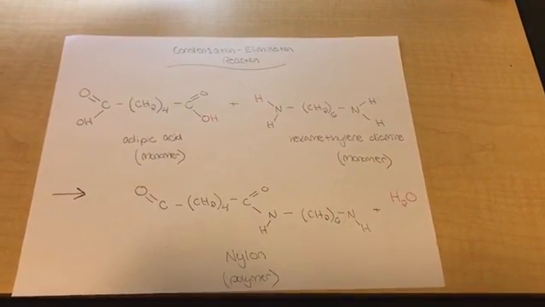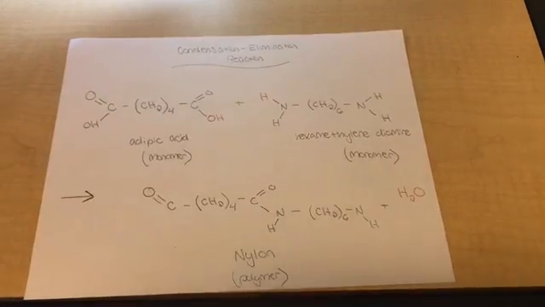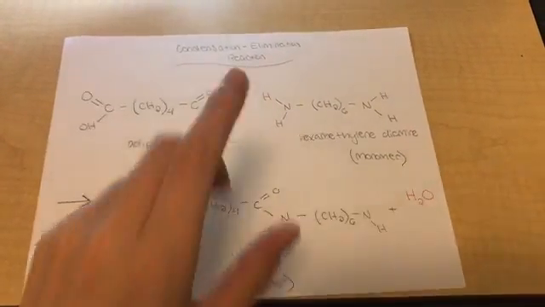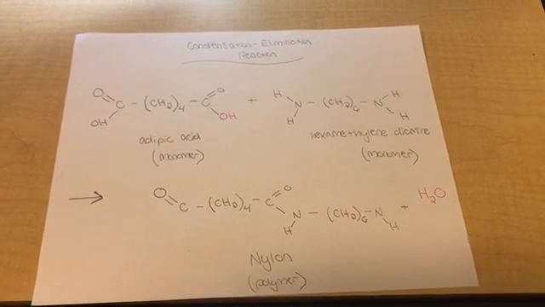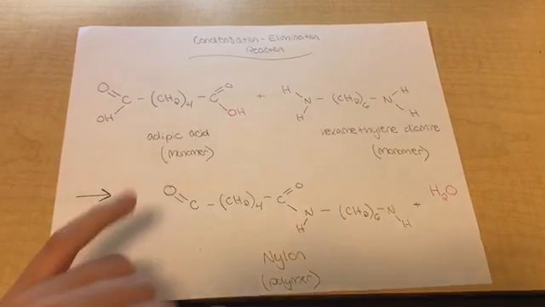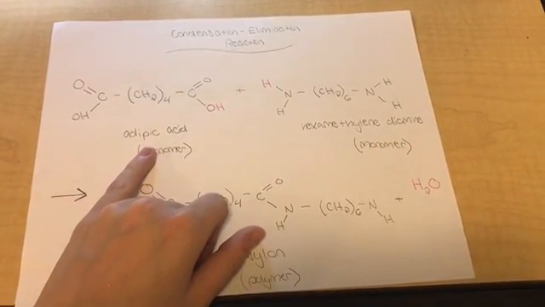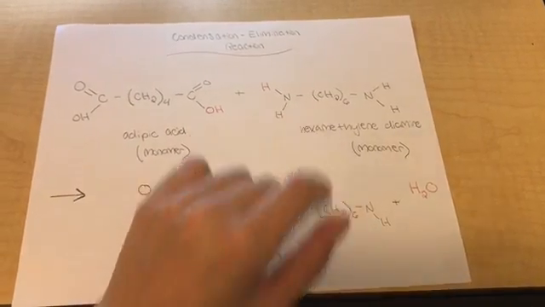Here is a common example of a condensation-elimination reaction. As you can see, there are two monomers coming together to form a polymer. This polymer happens to be nylon, which is a common synthetic plastic. So here, one of the monomers is adipic acid and the other is hexamethylene diamine.